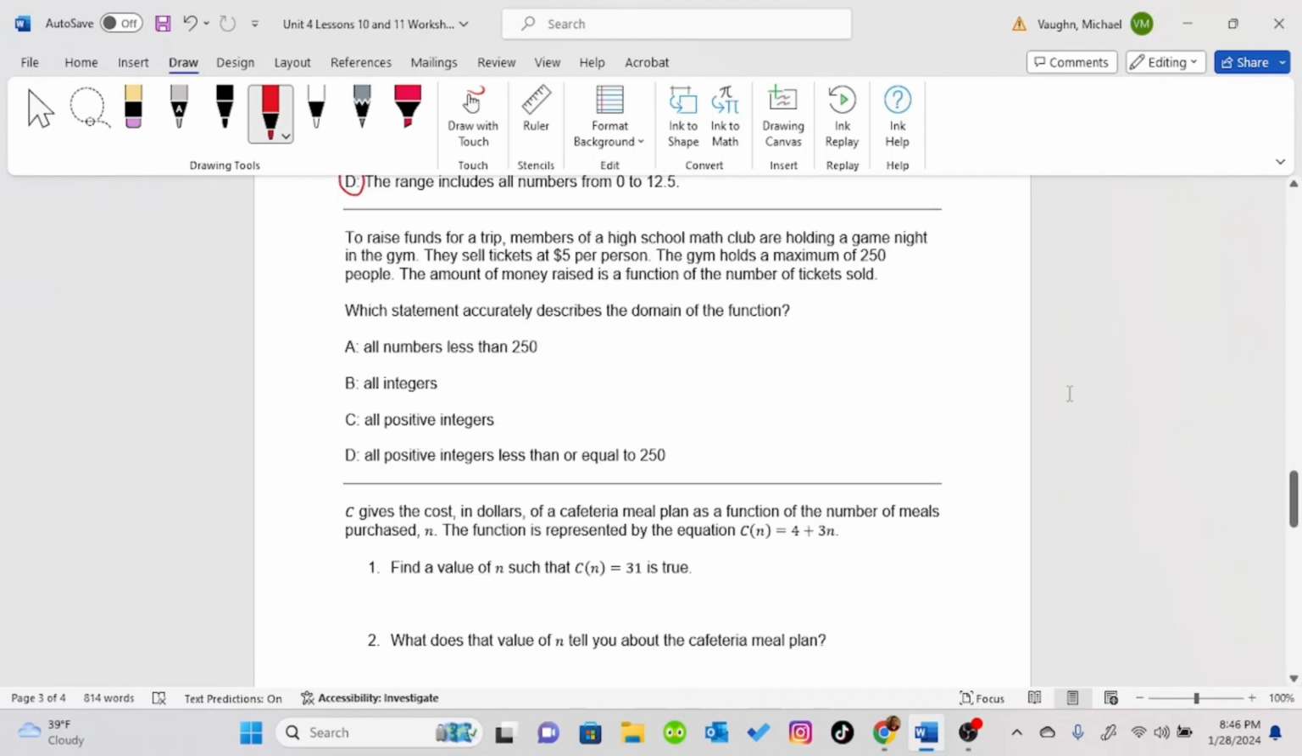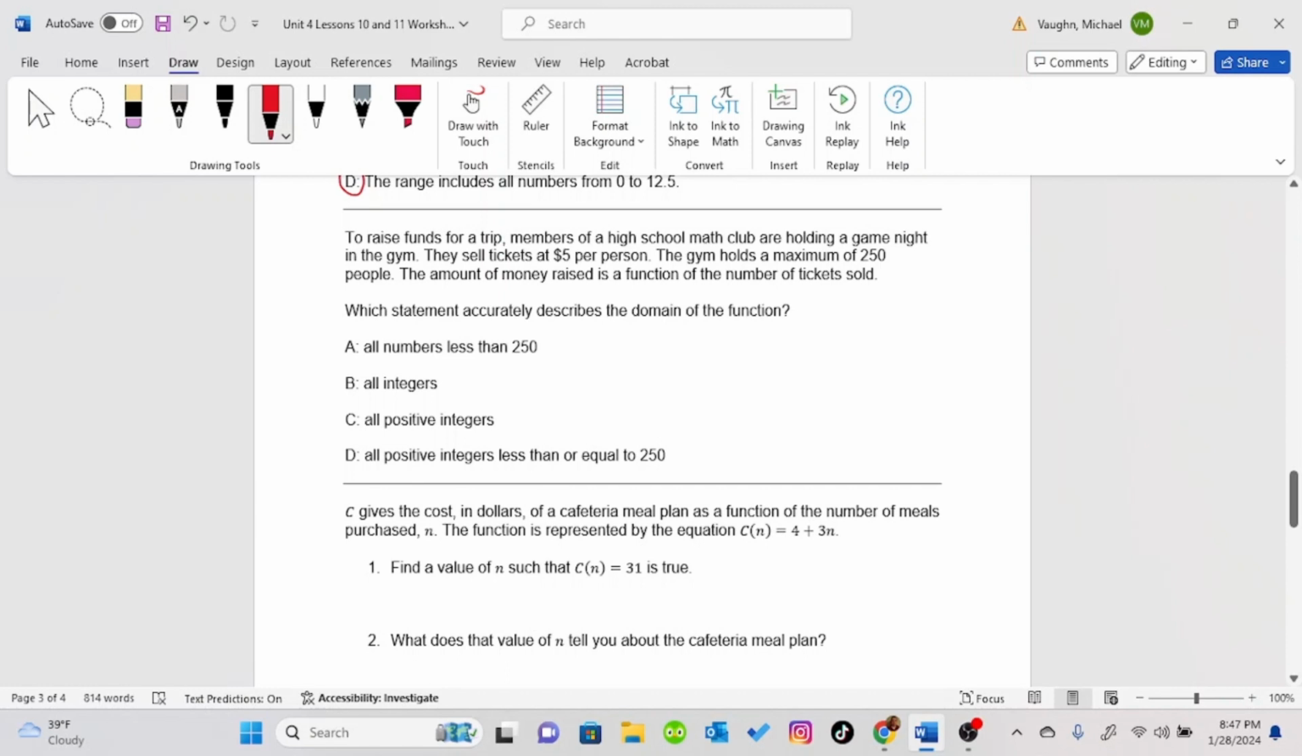To raise funds for a trip, members of a high school math club are holding a game night in the gym. They sell tickets at $5 per person. The gym holds a maximum of 250 people. The amount of money raised is a function of the number of tickets sold. Which statement accurately describes the domain of the function?